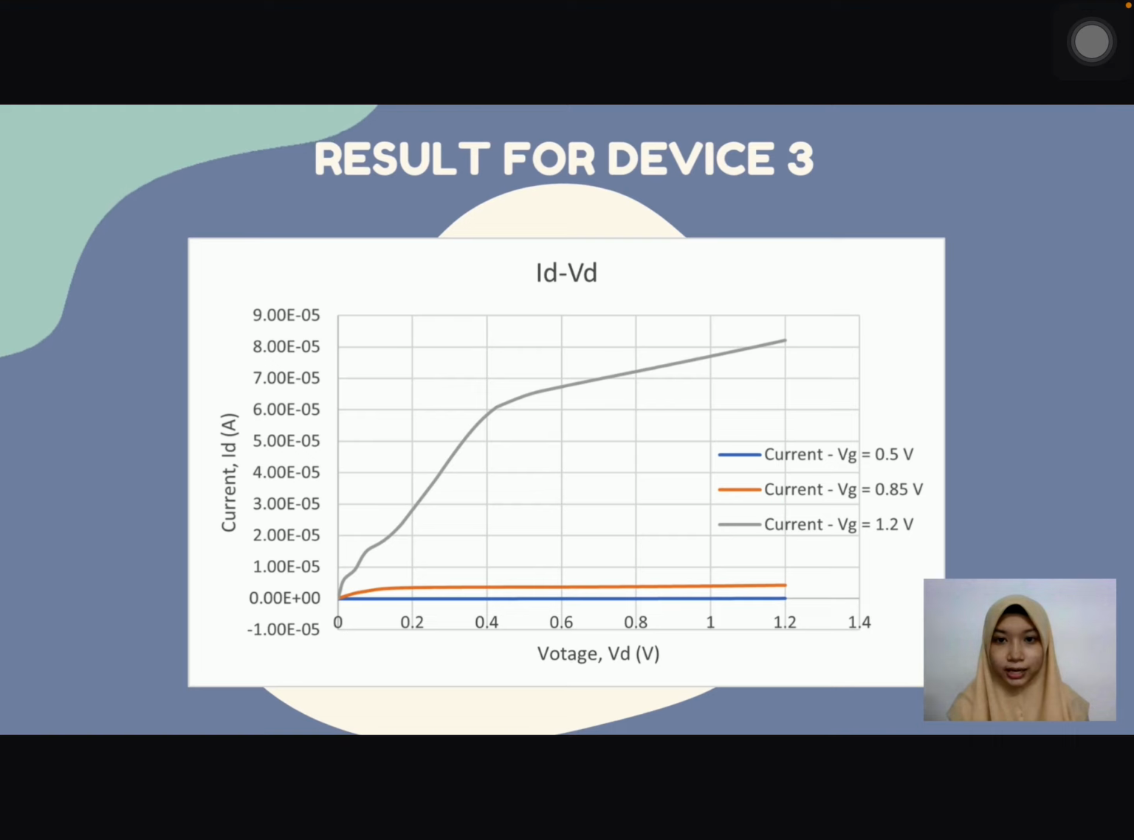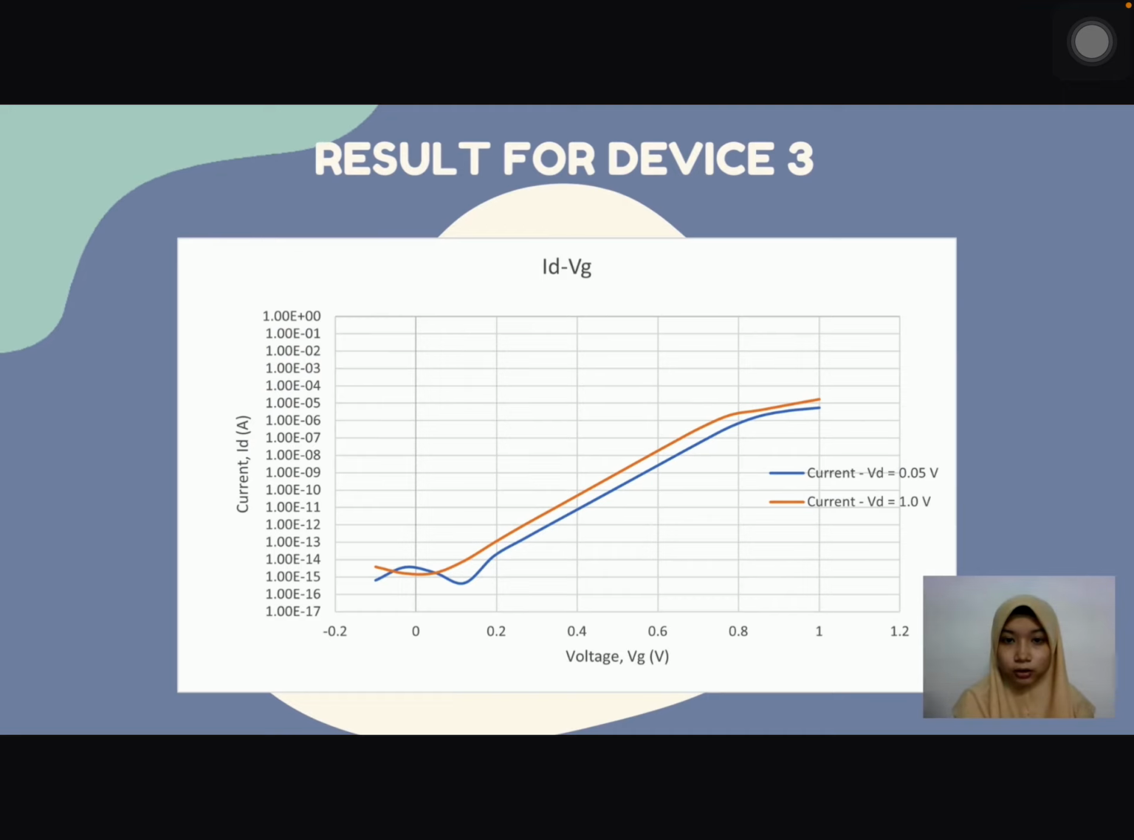Now we will move on to device 3, which uses molybdenum as its gate electrode. In the simulator, we set the work function to 4.6 electron volts. From the IDVD graph, for gate voltage equal to 1.2 volts, the drain current keeps increasing as drain voltage increases. For gate voltage equal to 0.85 volts, the drain current increases until a certain point before it becomes constant. Lastly, no observable changes can be seen in drain current for gate voltage equal to 0.5 volts.